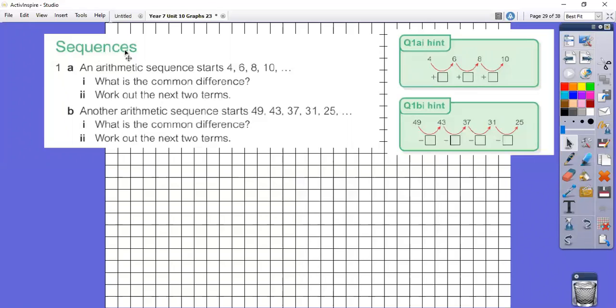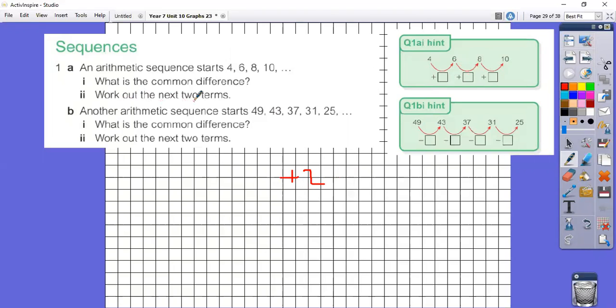Question 1 is regarding sequences, and it says in question 1a, an arithmetic sequence starts 4, 6, 8, and 10. So the first part of the question is what is the common difference, and work out the next two terms. So if we look at the question 1a hint, we've got the terms 4, 6, 8, 10. So what is the common difference? What's the difference between 4 and 6, 6 and 8, and 8 and 10? So we can see from here that the common difference is plus 2.